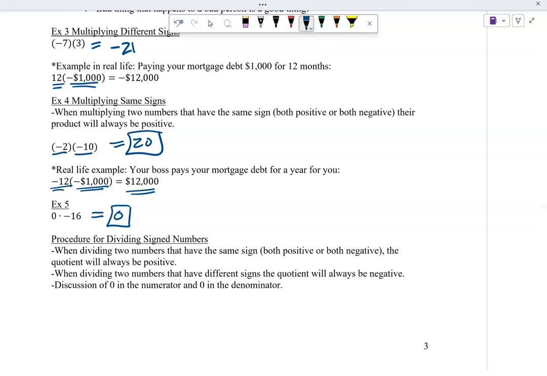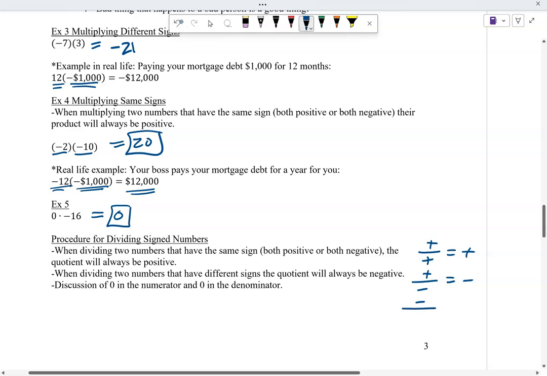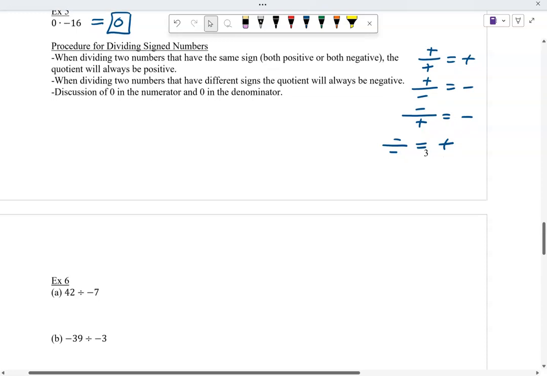Now, procedures for dividing signed numbers: a positive divided by a positive is still a positive. A positive divided by a negative is a negative. A negative divided by a positive is a negative. And finally, a negative over a negative is a positive, right? And we'll talk about zeros as well.